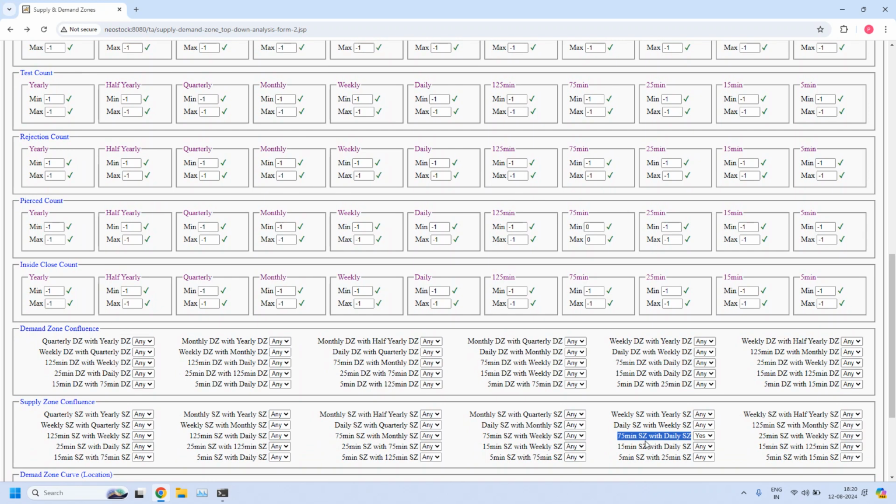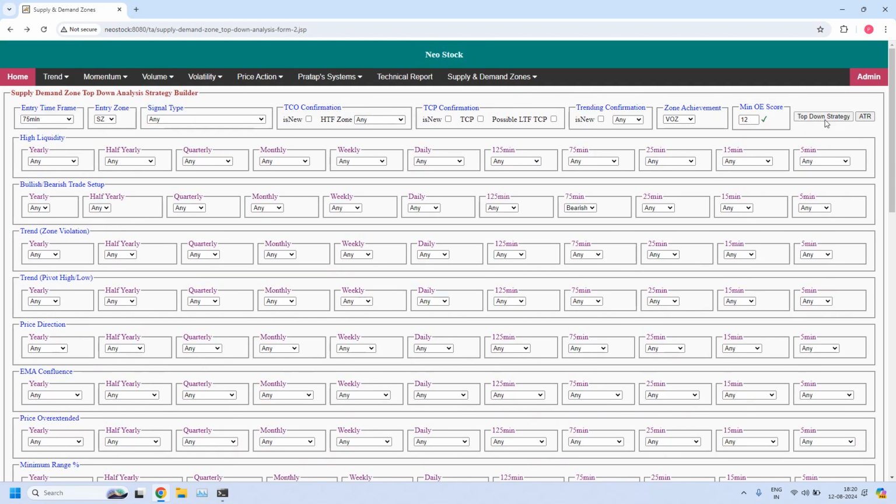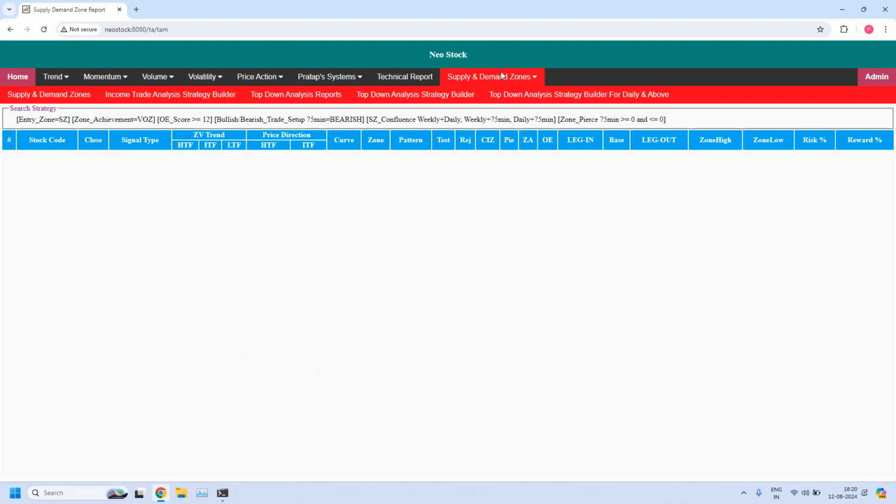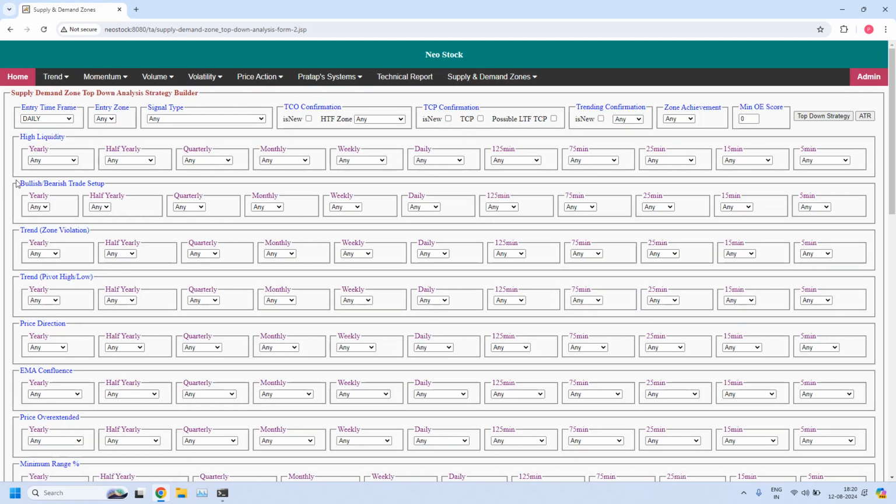Okay, 75-minute supply zone with daily supply zone, and 75-minute supply zone with weekly supply zone confluence we enabled, and also daily supply zone with weekly supply zone also we enabled. Let us verify. No, it is not having HTF confluence. Only ITF confluence is there. Okay, fine. Next income trade is daily income trade.